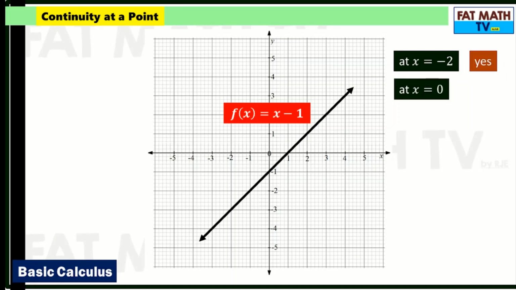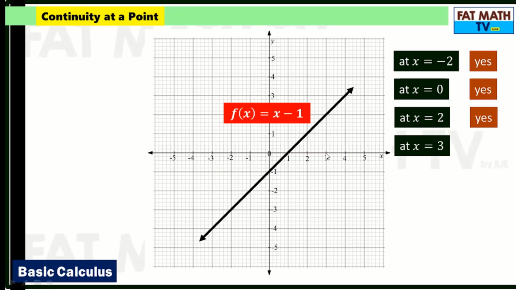How about at x equals 0? Where is x equals 0? X equals 0 is here, so this part of the graph. The function here is continuous because you can just go from the left to the right passing through x equals 0. So this function is also continuous at x equals 0. How about at x equals 2? At x equals 2 is this one here, so this part of the graph. So it's also continuous there. At x equals 3, in this part here, it's also continuous there.